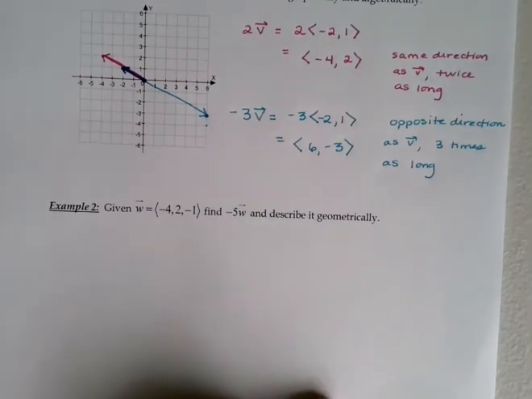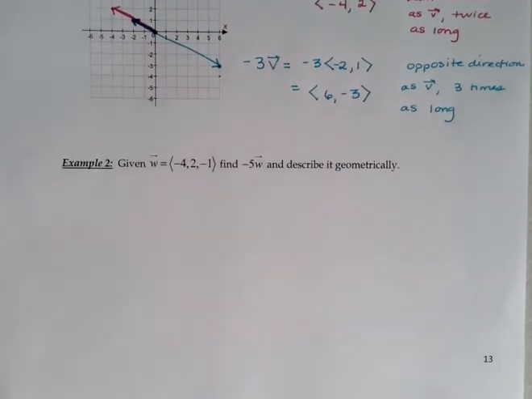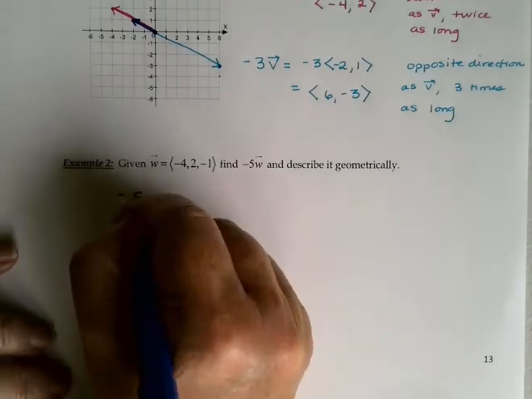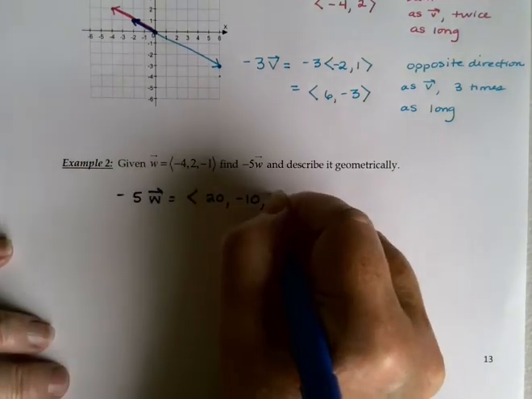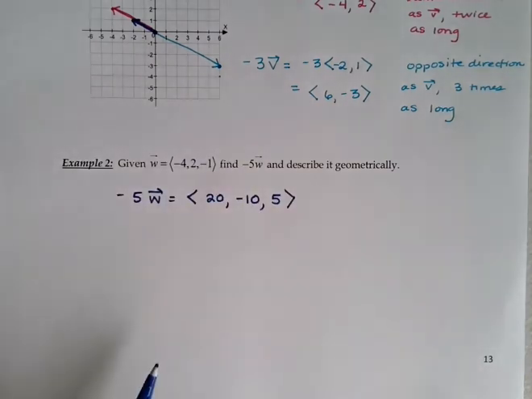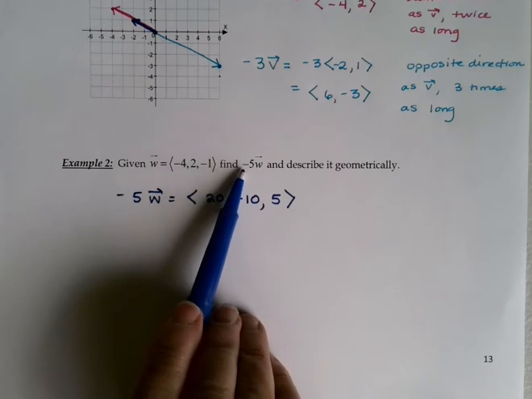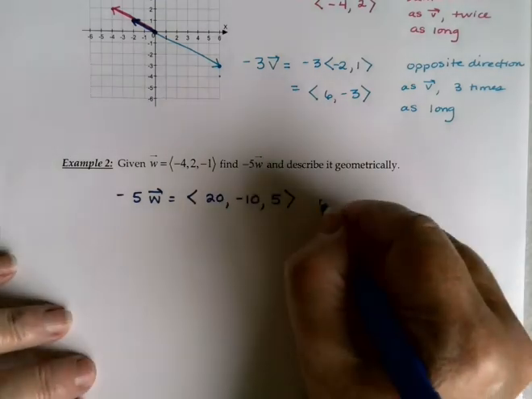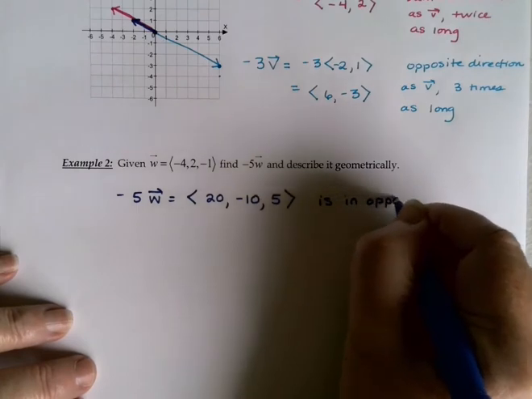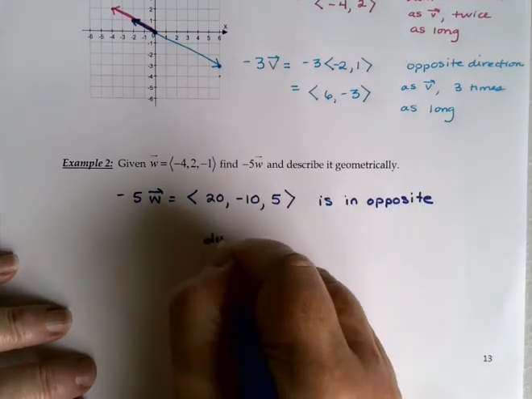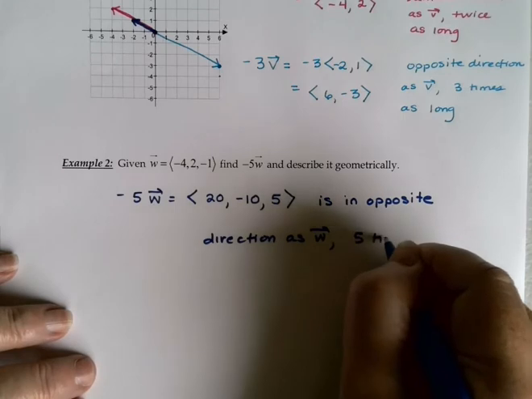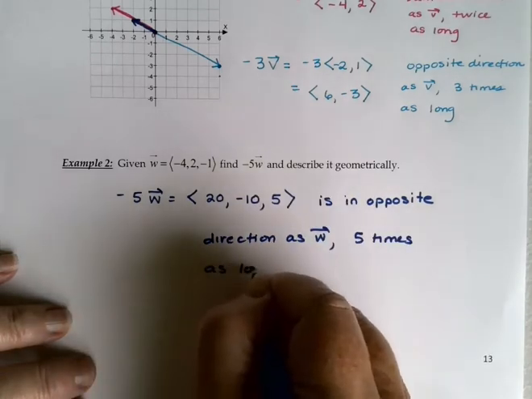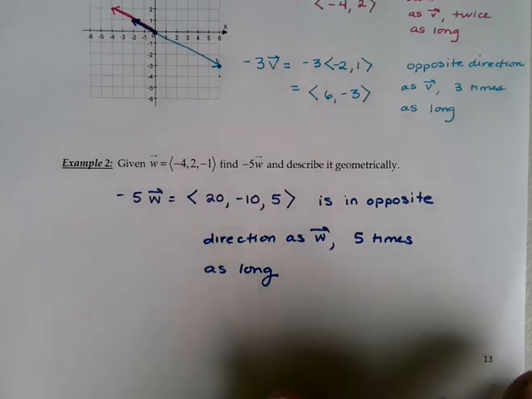All right. Let's do a three-dimensional example. We won't try to draw it. We're just going to find negative 5w and describe it. So first of all, to calculate the negative 5w, I just multiply every component by negative 5, like so. And we could say this is going to be in the opposite direction of w and 5 times as long. All right, so that's scalar multiples.